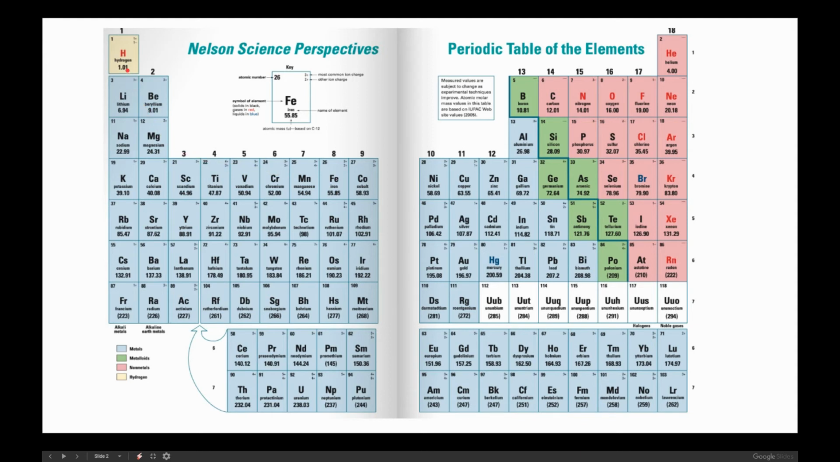These are organized by atomic number. 1 proton, 2 protons, 3, 4, 5, 6, 7, 8, 9, 10 protons. That's what this little number is up top. Atomic number will give you proton count and electron count. The lower number is the entire mass of the nucleus.